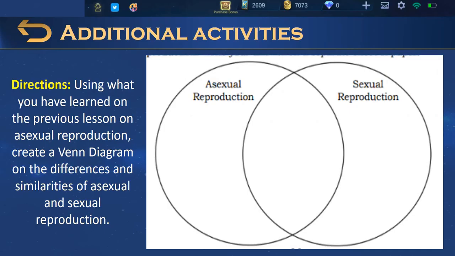So we are given here additional activities. This is using Venn diagram. Using what you have learned on the previous lesson on asexual reproduction, create a Venn diagram on the differences and similarities of asexual and sexual reproduction. So fill in your answer now.